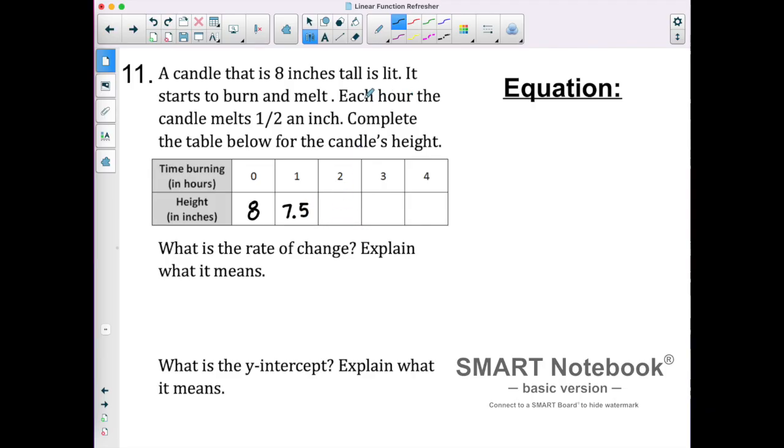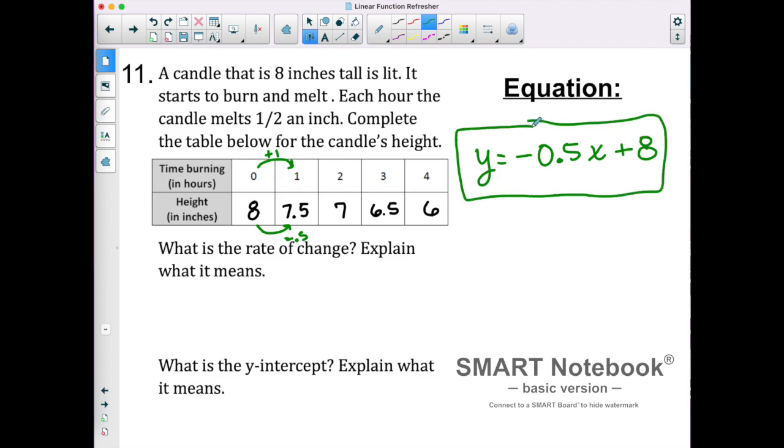After another hour, each hour it will melt 1/2 an inch. So it's going to melt another 1/2 an inch down to 7, and then down to 6.5, and then down to 6. So if we're looking at the slope, that rate of change is going down 1/2 an inch, so minus 1/2 or minus 0.5 for every 1 hour. This would be an equation of negative 1/2 x plus 8. So we started out with a y-intercept of 8, and the rate of change, that slope, is negative 1/2.